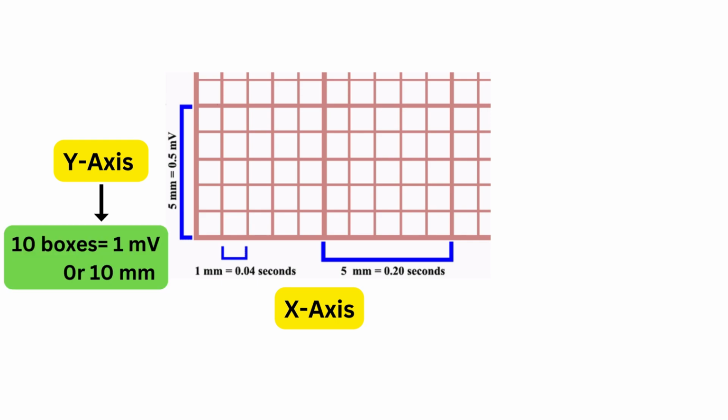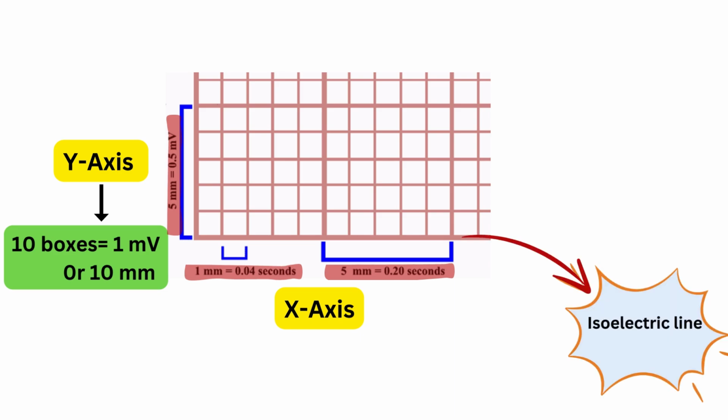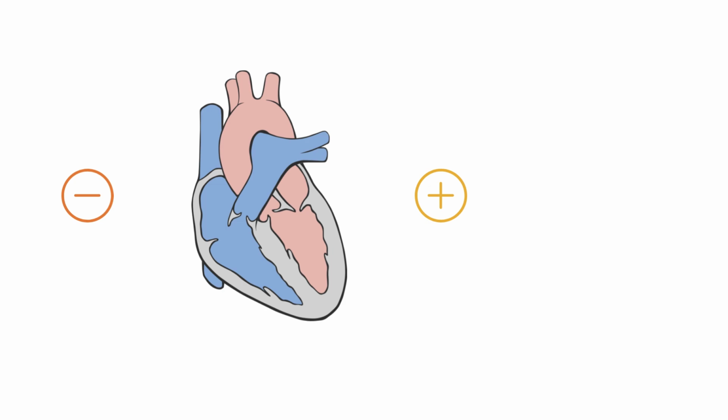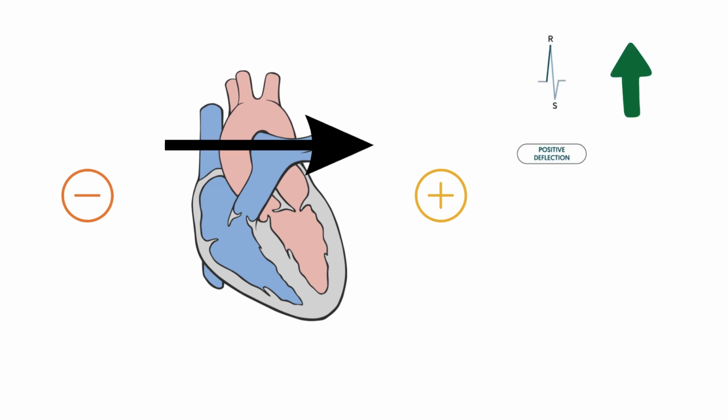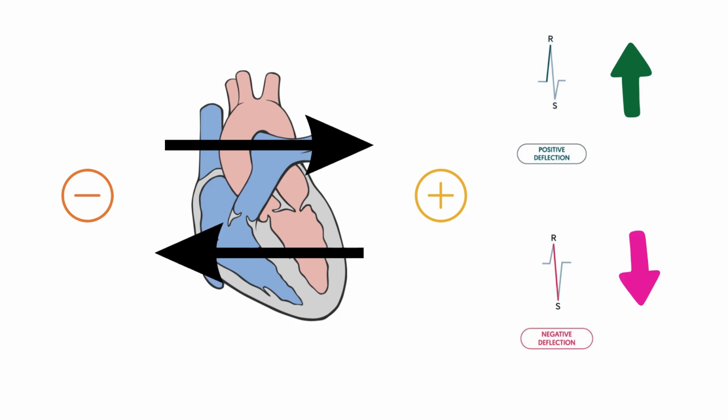In the y-axis 10 small boxes represent 1 mV or 10 mm. So, in simple words, horizontally a small box is 0.04 second and one large box is 0.20 second, and vertically one large box is 0.5 mV. The baseline of the ECG tracing is called the isoelectric line and denotes resting membrane potentials. Electrical activity towards a lead causes an upward deflection and electrical activity away from a lead causes a downward deflection.